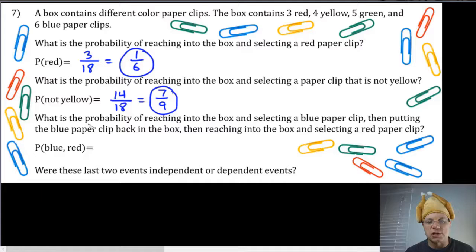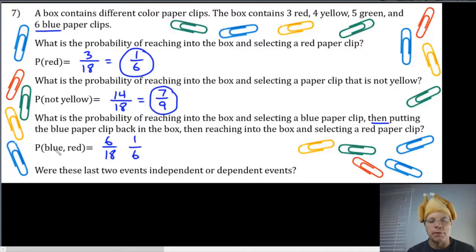The next part of the problem says, what is the probability of reaching into the box and selecting a blue paper clip, then putting the blue paper clip back in the box, then reaching into the box and selecting a red paper clip? So the probability of picking blue would be, there's 6 blue, so 6/18. And the probability of selecting red we've already calculated up here is 3/18, or in simplest form, 1/6.